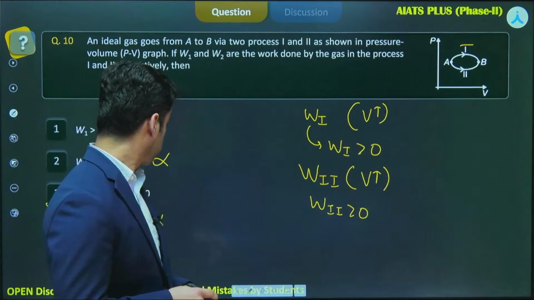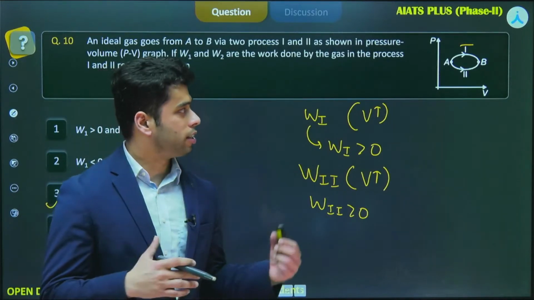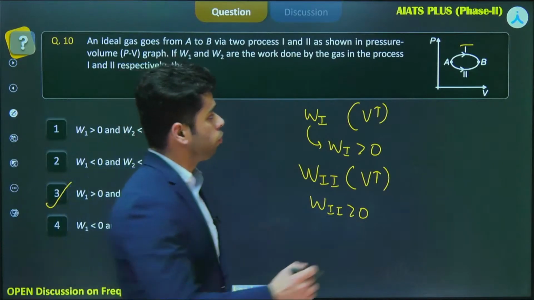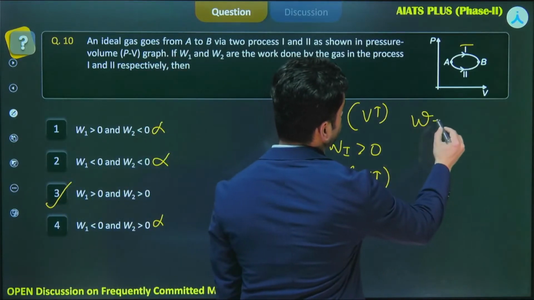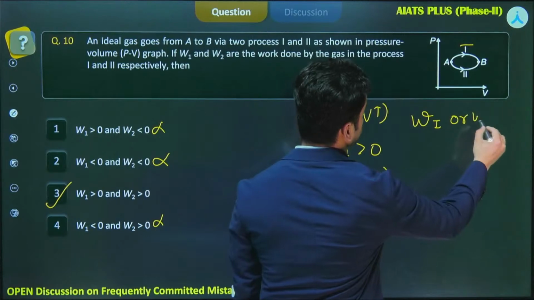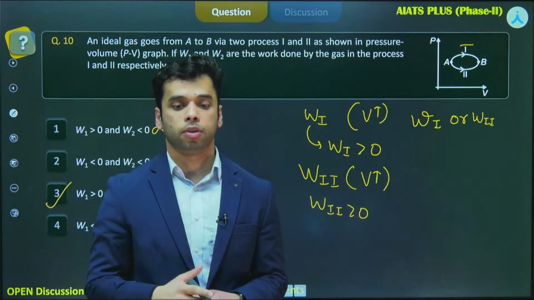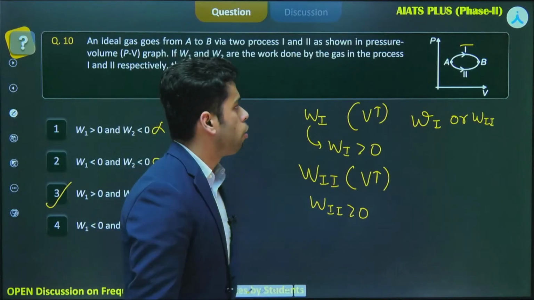I'm not talking about this problem. I'm asking whether the work done will be positive, or which one is greater, work done in process 1 or work done in process 2. I'm asking you to compare the magnitude of both these. Okay, yes. And how do you determine it?